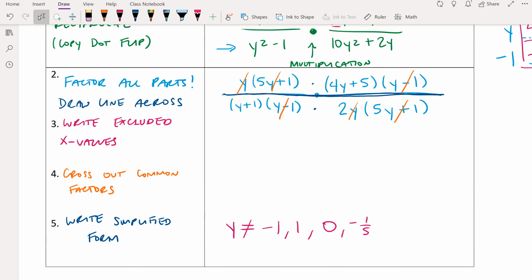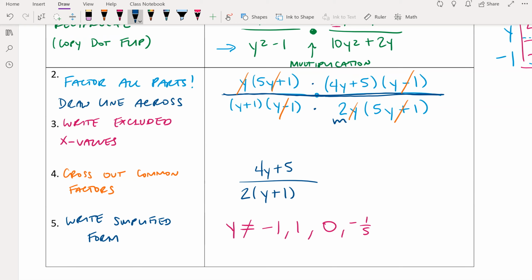All right, so we just write what's left. On top, I see 4y plus 5. And that's it. And then on bottom, I see y plus 1. Cool. So our final answer, ooh, y'all, I almost missed something on the bottom. This little 2, the sneaky little 2. So let's put that out in front. We have 2 times y plus 1. Okay, because we didn't cross out the 2.